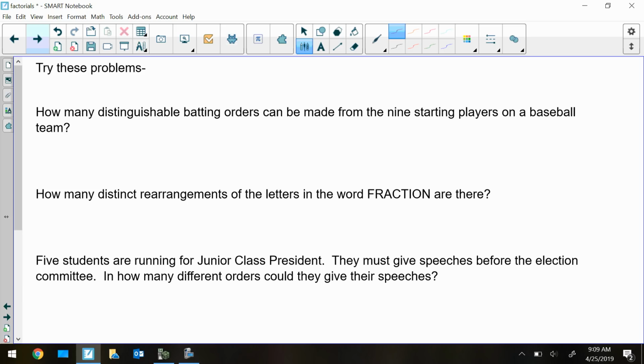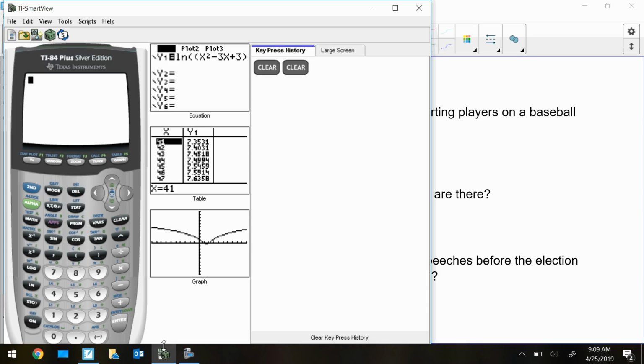We're going to do a couple, but you need to know your calculator first. So I'll pull up my calculator. If you hit the math button, and you arrow over to where it says PRB, that means probability, because a lot of this unit ties together with the stuff that we did in probability. If you'll notice here, you can see on 4, there's just an exclamation point.